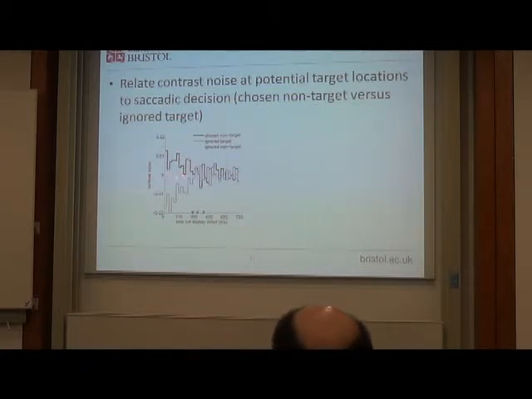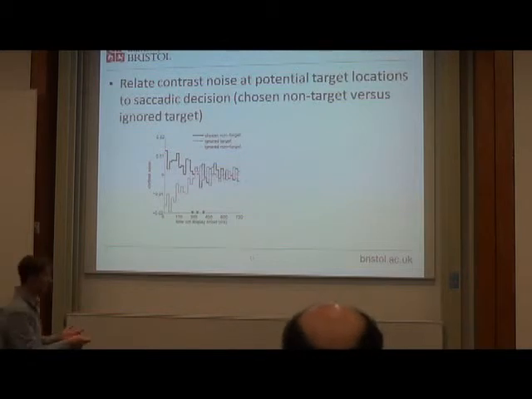We'll ignore the non-target you ignored, because that kind of hovers around 0. Again, you can see that early in time, these two curves are very well separated. So the contrast noise in the periphery has some predictive power over which pattern you're going to look at. And eventually they come together. This is of course exactly what you would expect. At some point you make that eye movement, and of course the contrast noise is no longer predictive of that eye movement.